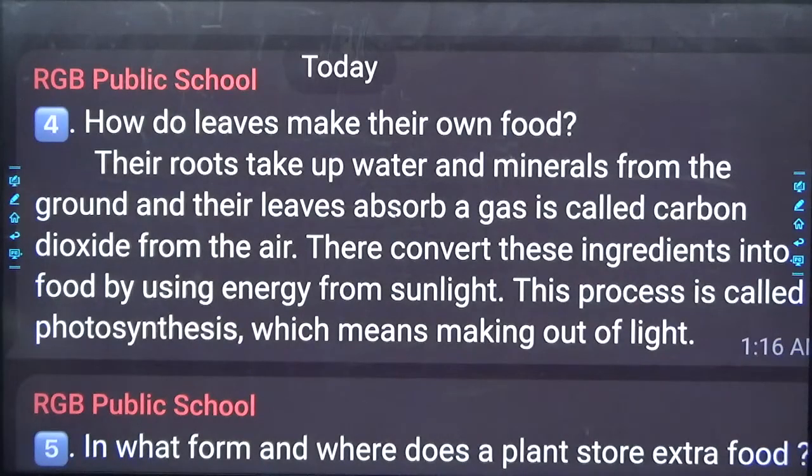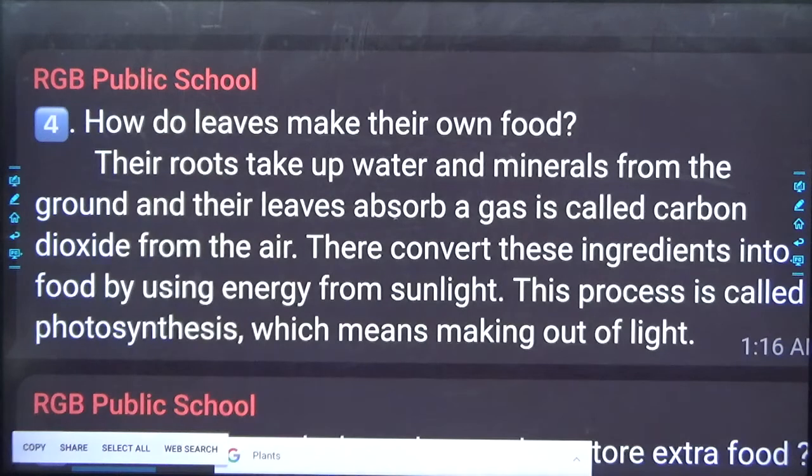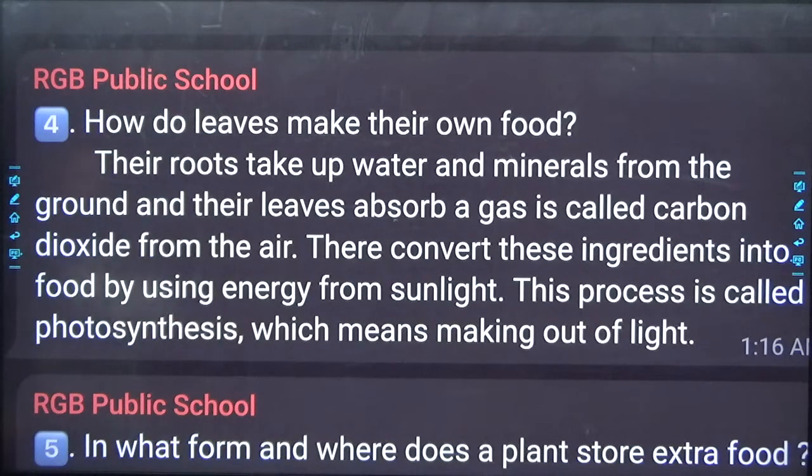How do leaves make their own food? Their roots take up water and minerals from the ground and their leaves absorb a gas called carbon dioxide from the air.